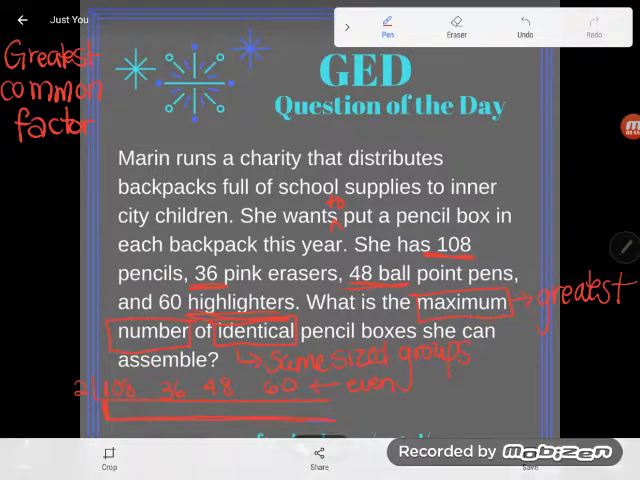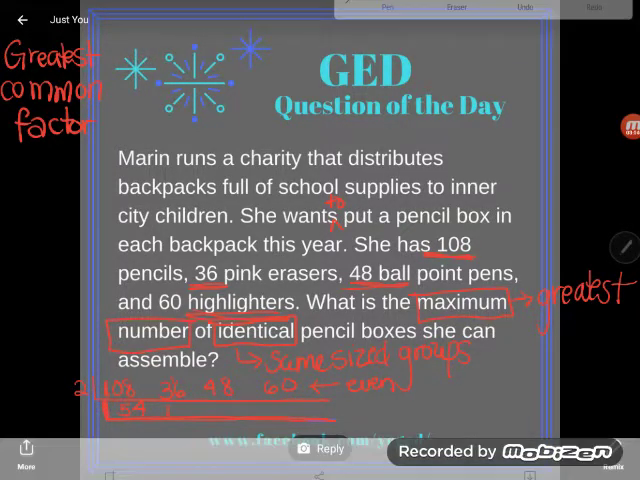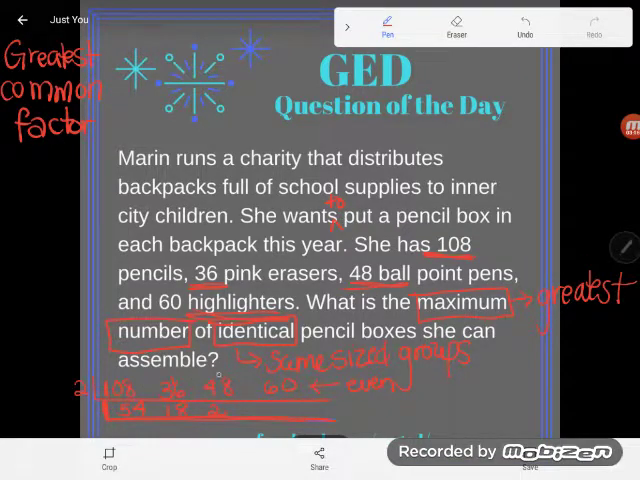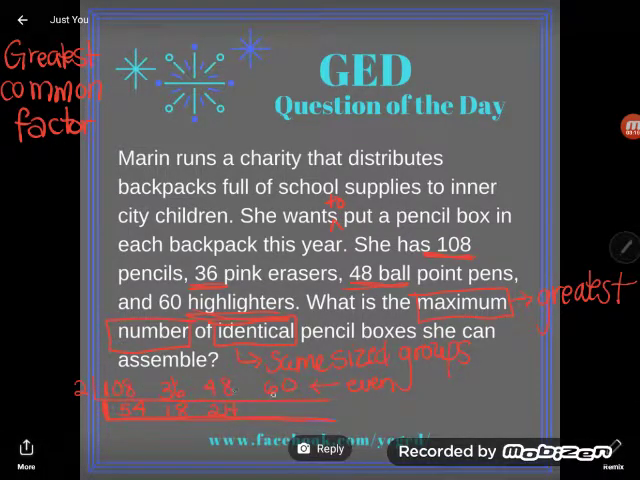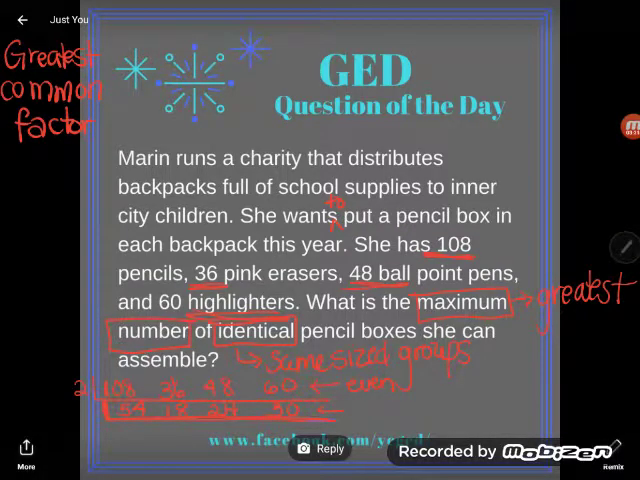So let's see. 2 goes into 10 5 times. 2 goes into 8 4 times. 2 goes into 3 1 time, remainder 1. 2 goes into 16 8 times. 2 goes into 2 twice. 2 goes into 8 4 times. 2 goes into 6 3 times. 2 goes into 0 0 times. So I have all these numbers left after I divide out the common factor of 2. Now notice I still have some numbers left.